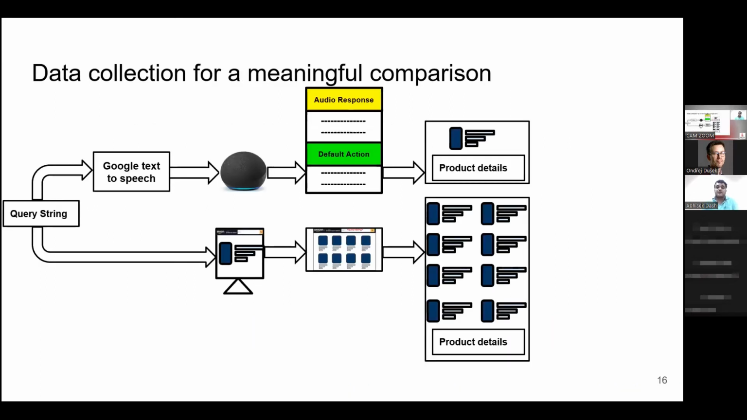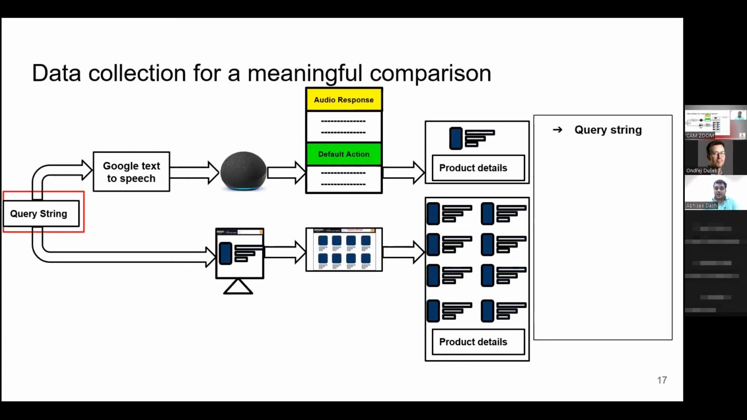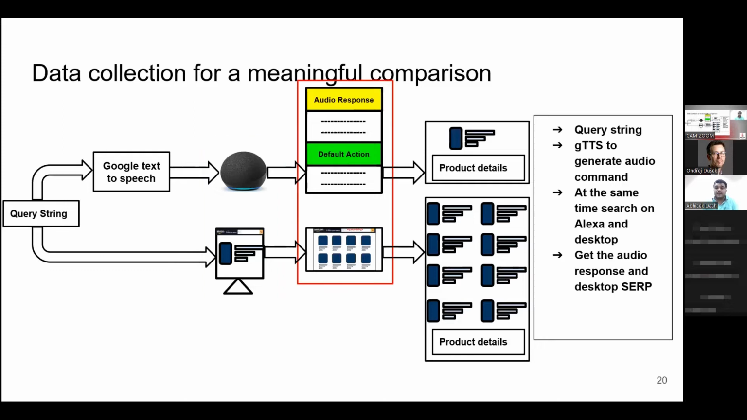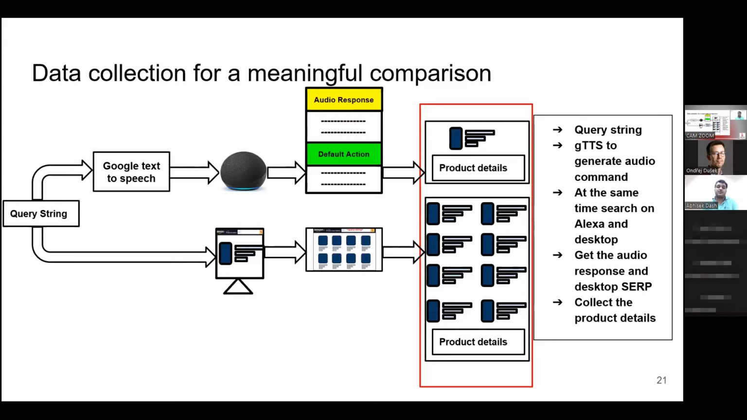So this slide shows the data collection pipeline that we have set up for the work. Provided a query string, we generate an audio signal of the sentence, "Alexa, buy me a query string." Then the audio signal is played to the Alexa Echo Dot device, and simultaneously the query is fired to the Amazon desktop browser. Then we collect the response from the systems in both cases, and also collect the product metadata of the product which was added to cart by Alexa, as well as which were shown on the search engine result page on desktop search.